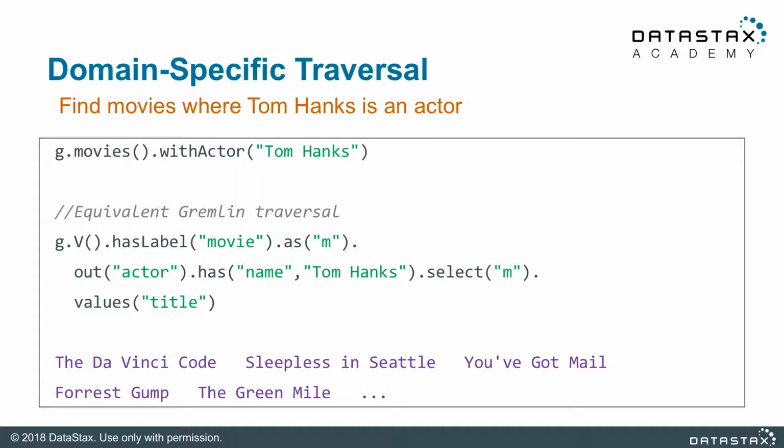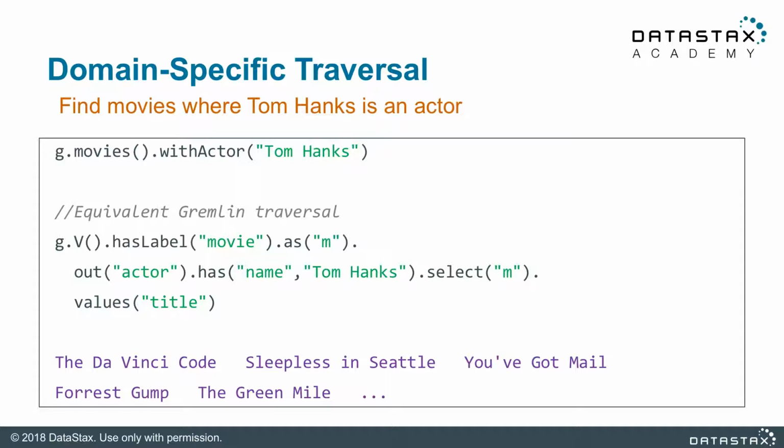Here, we're going to the movie vertices, labeling them as M, traversing through the out actor edge, and finding the person named Tom Hanks. Then we select the movie vertices and look at their titles. As you can see here, we're getting results like The Da Vinci Code, Sleepless in Seattle, You've Got Mail, Forrest Gump, and The Green Mile.